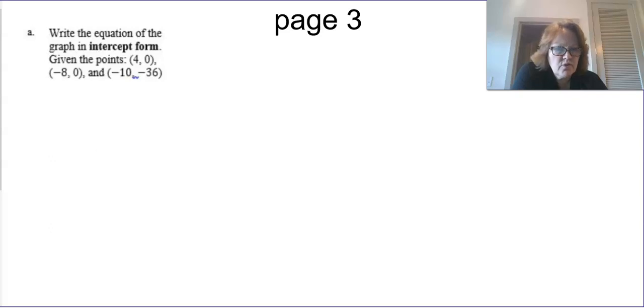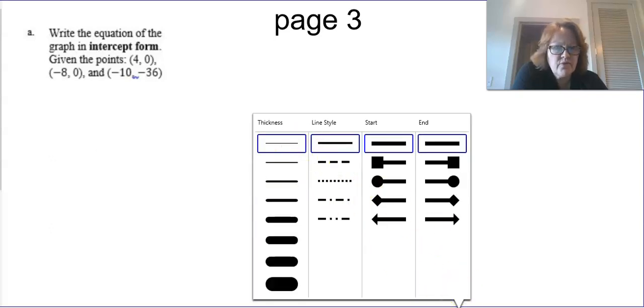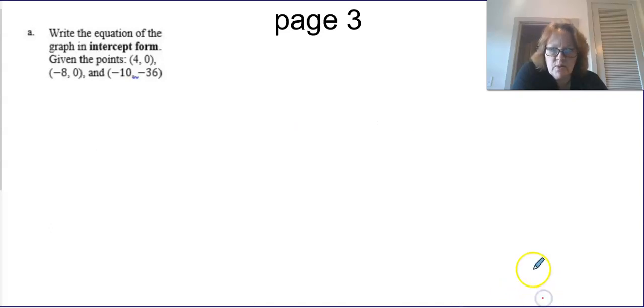If you don't have the graph in front of you and you don't have the equation in front of you and you're just given some information about the points, you can write the equation from that information. So let's look at number 8A. Write the equation of the graph in intercept form. So it wants it in intercept or factored form. And we're given the points (4, 0) and (-8, 0).